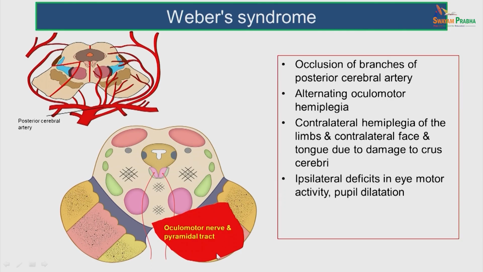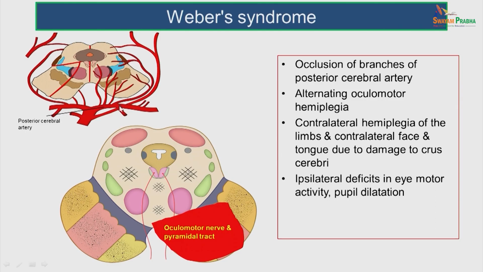So there is contralateral hemiplegia and contralateral face and tongue deficits due to damage to the crus cerebri, and ipsilateral deficits in eye motor activity and pupil dilatation. That is because of involvement of the oculomotor nerve and the pyramidal fibers in the crus cerebri. So, this is called Weber's syndrome.